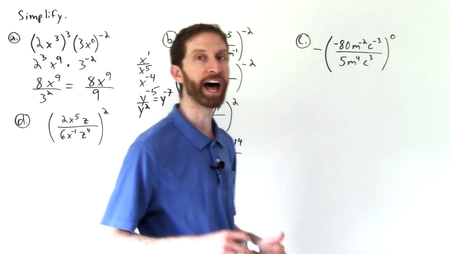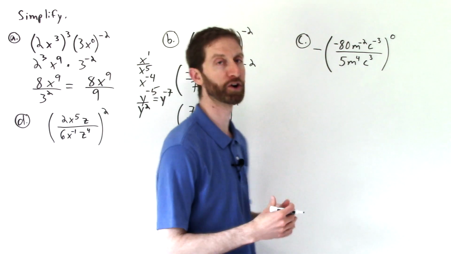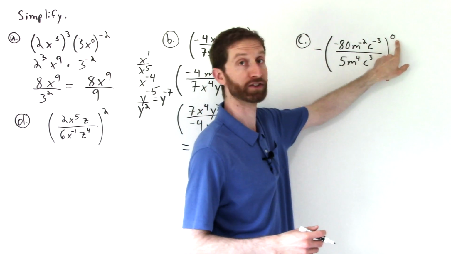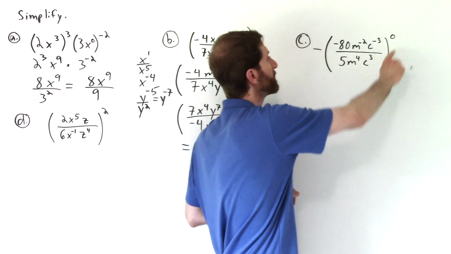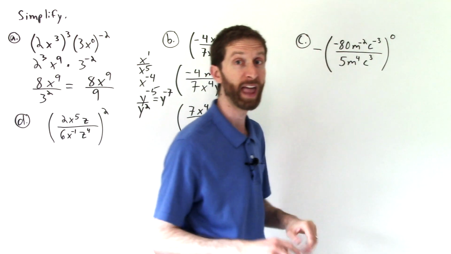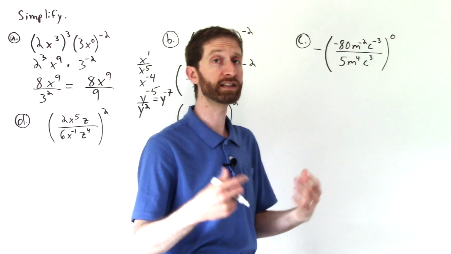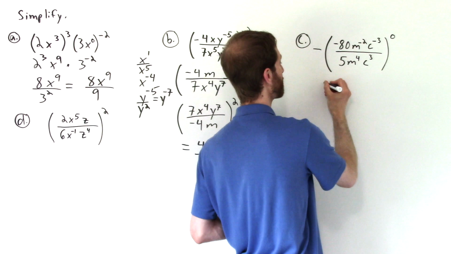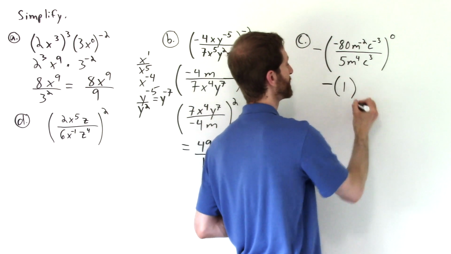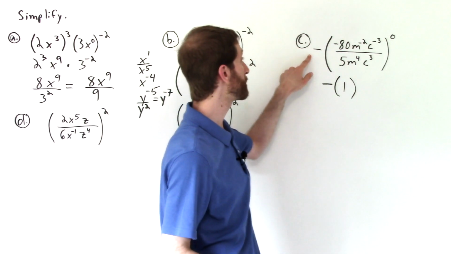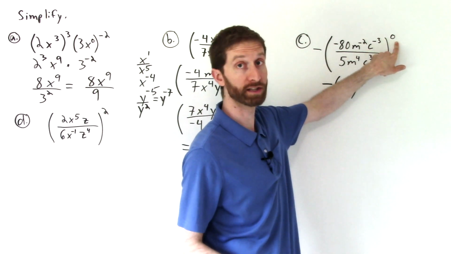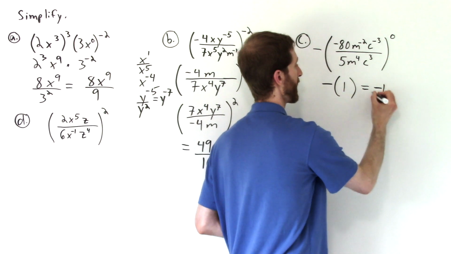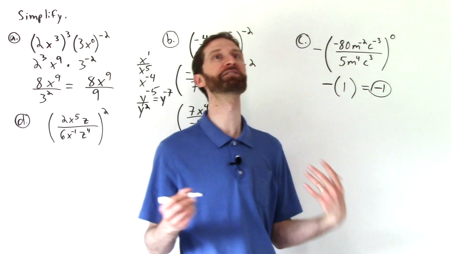Now letter C, I threw you a curveball. There's a lot you could simplify on the inside, but look at this. Everything on the inside is being raised to the 0. And what's anything raised to the 0? 1. So if you notice that first, everything in the parentheses becomes 1. The negative is not being raised to the 0, so it does not become 1. The opposite of 1 is negative 1. That's awesome. I love that problem.